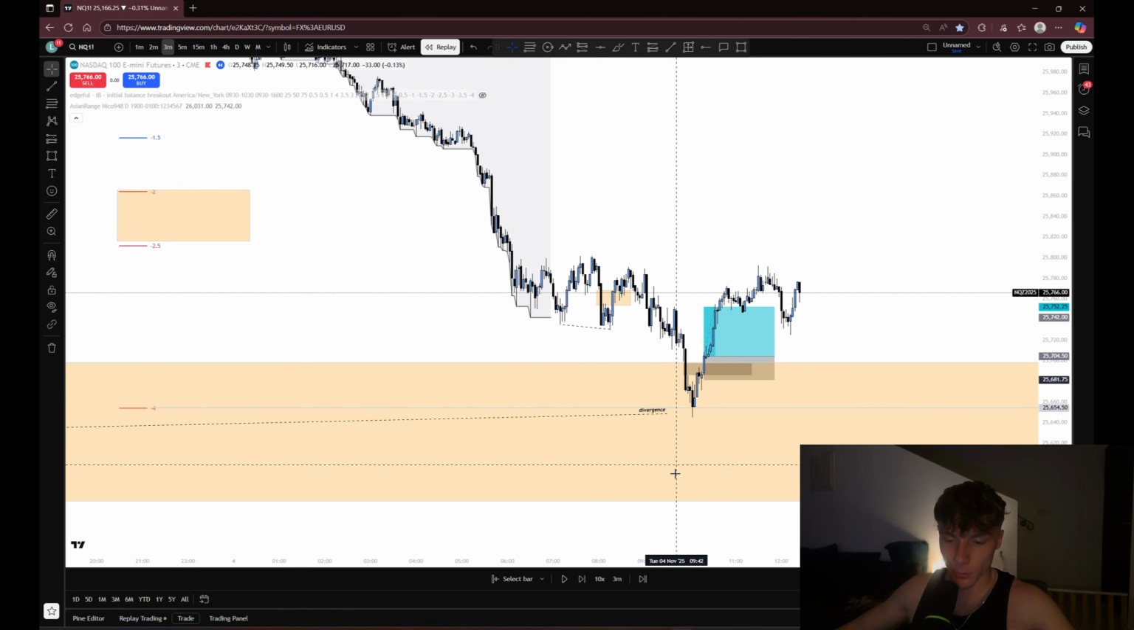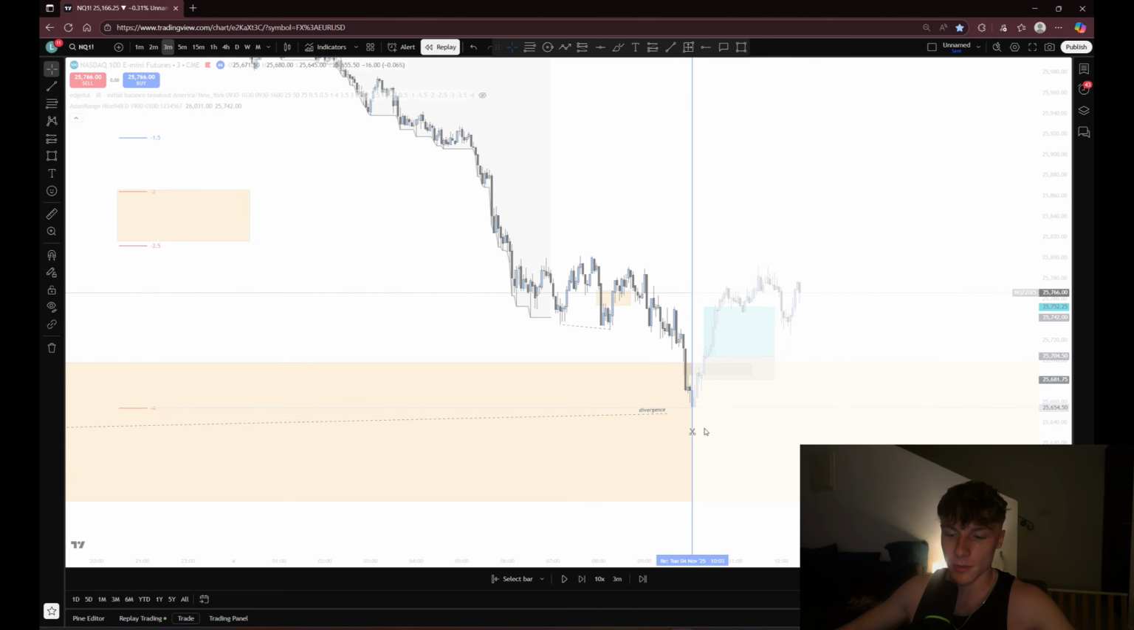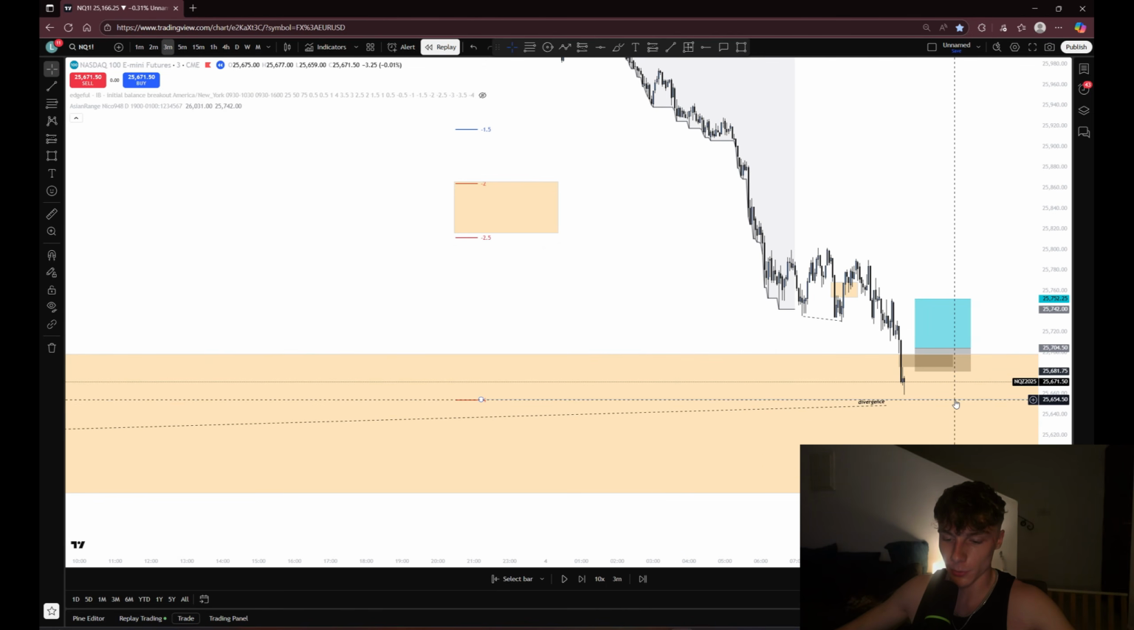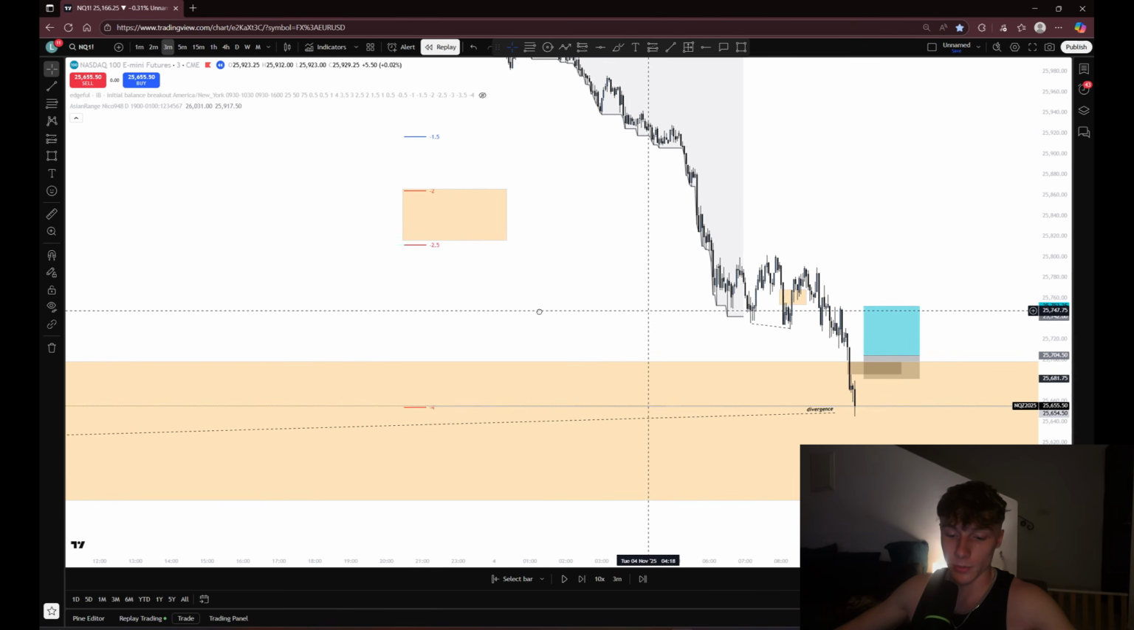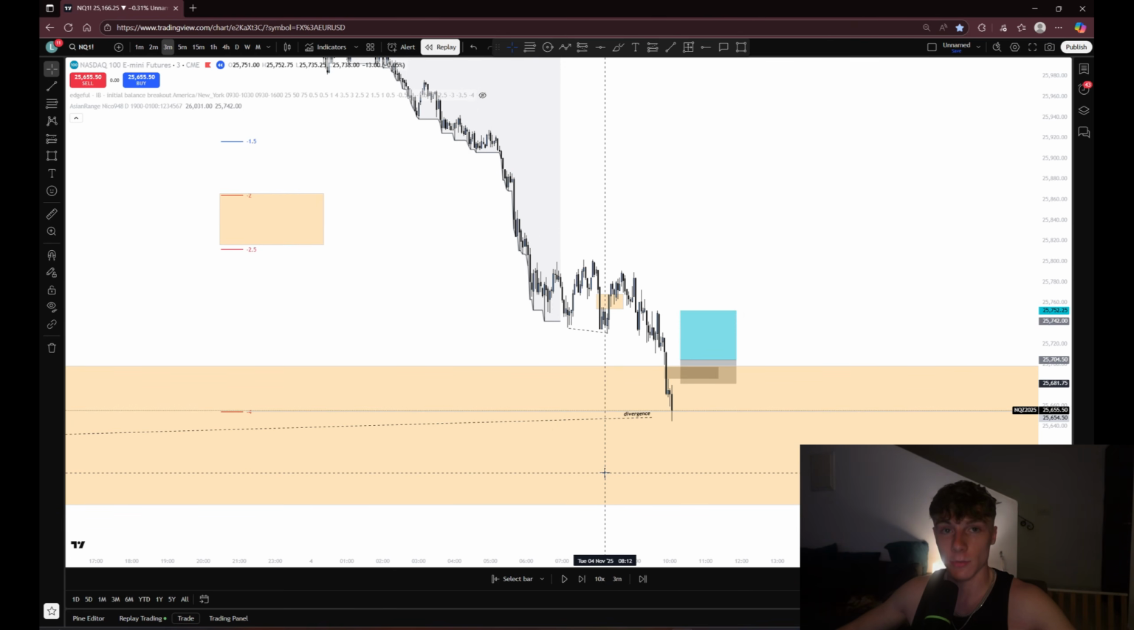So let's talk through the actual entry because I think this is quite interesting. When we came down to this level, we had the divergence that was created. We tapped into deviation -4. And put it this way, as soon as price taps into deviation -4, only then am I looking for a divergence and an inverse gap for entry. Until then, I'm not doing anything. I'm just sat on my hands doing absolutely nothing.